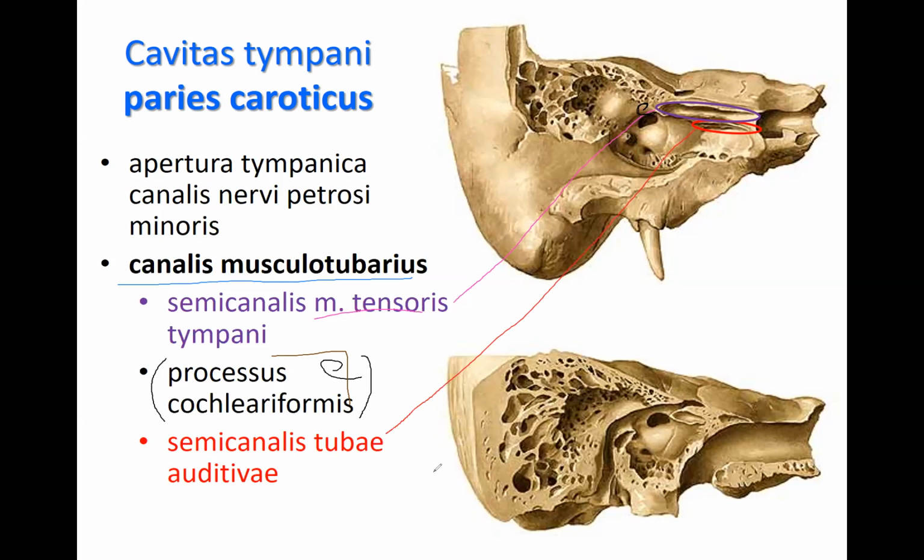And the very last structure is just at the top, at the border of the tegmental upper wall and the carotid anterior wall, and it's the opening of the lesser petrosal nerve, so apertura tympanica, the tympanic aperture of the lesser petrosal nerve canal.